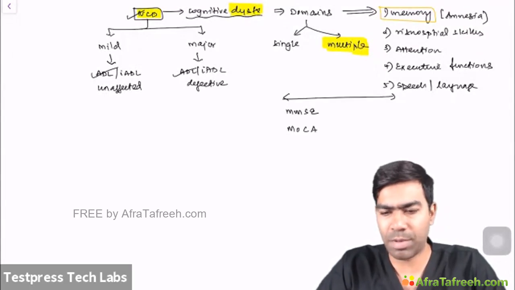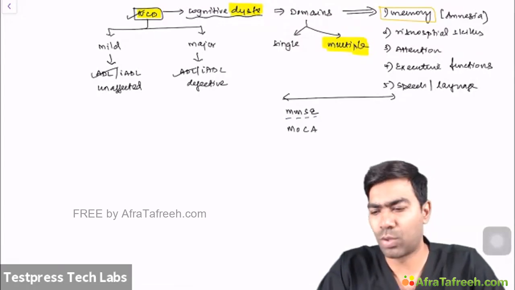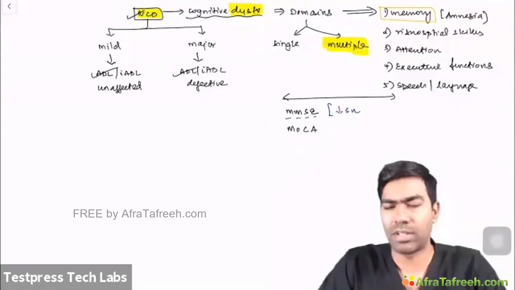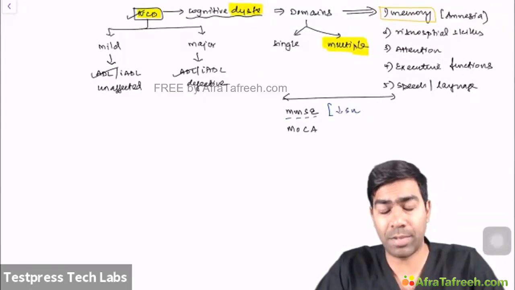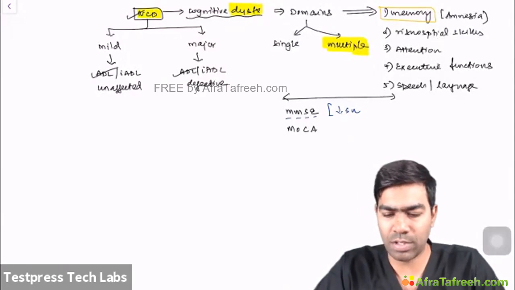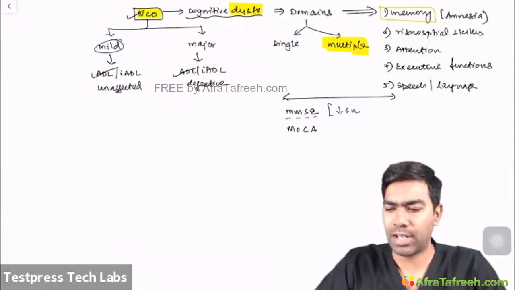MMSE, we know what is MMSE. It is the Mini Mental Status Examination. Score ranges from 0 to 30. But remember, MMSE is less sensitive, which means it cannot find out the mild neurocognitive disorders. For major neurocognitive dysfunction, it's sensitive. But for picking out mild neurocognitive dysfunctions, MMSE is not that sensitive.